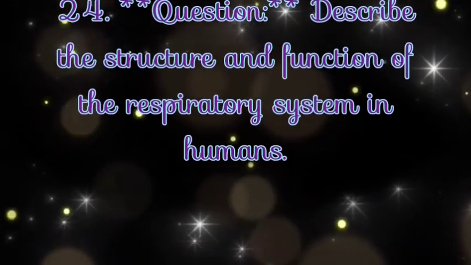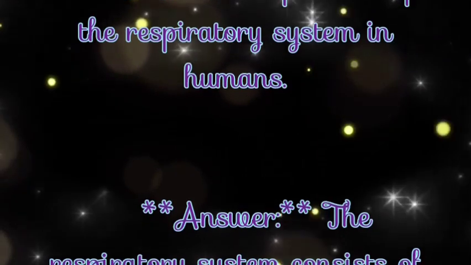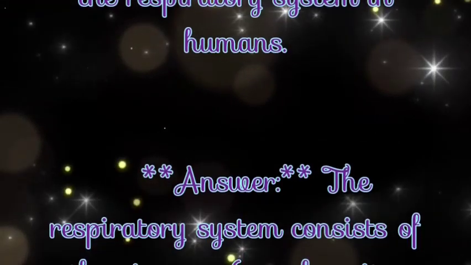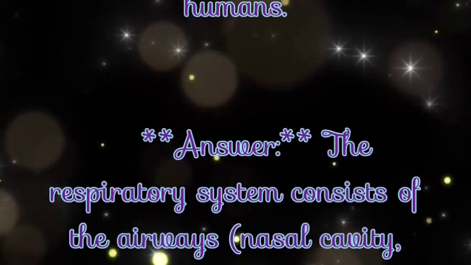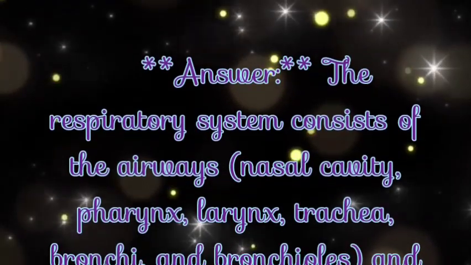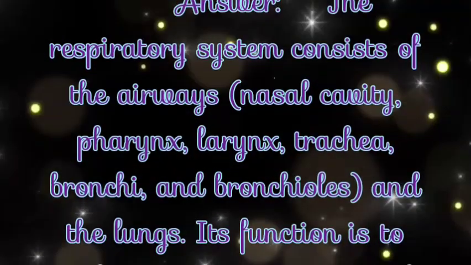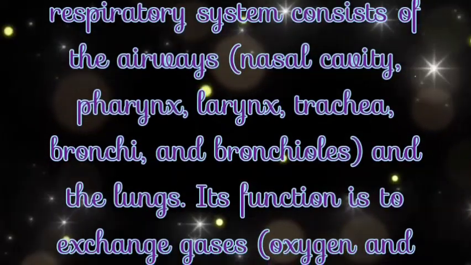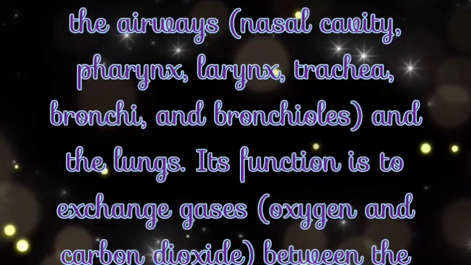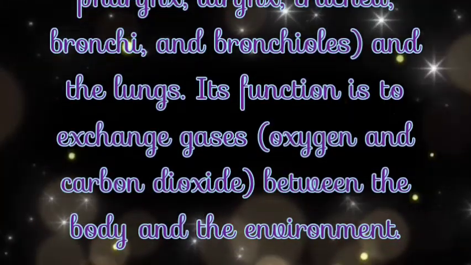Question number 24. Describe the structure and functions of the respiratory system in humans. Answer. The respiratory system consists of the airways, nasal cavity, pharynx, larynx, trachea, bronchi, and bronchioles, and the lungs. Its function is to exchange gases, oxygen and carbon dioxide, between the body and the environment.